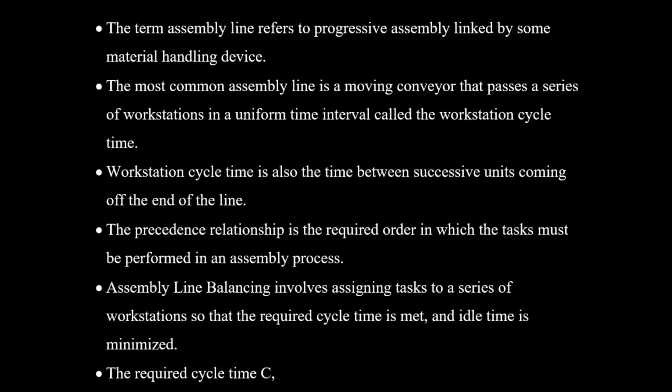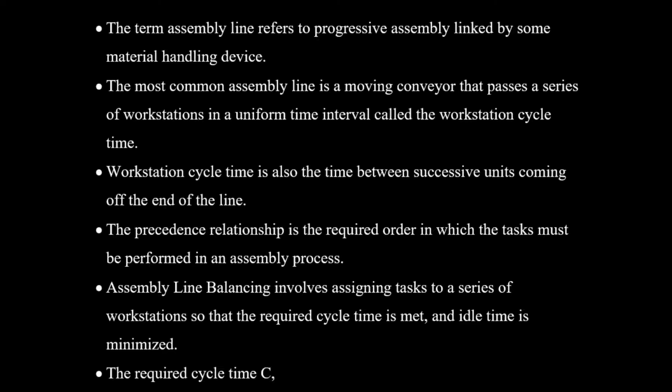The job will continuously pass on this moving conveyor, and every workstation will perform the tasks assigned to it. So basically the most common assembly line is a moving conveyor that passes a series of workstations in a uniform time interval called the workstation cycle time. Workstation cycle time is also the time between successive units coming off the end of the line.